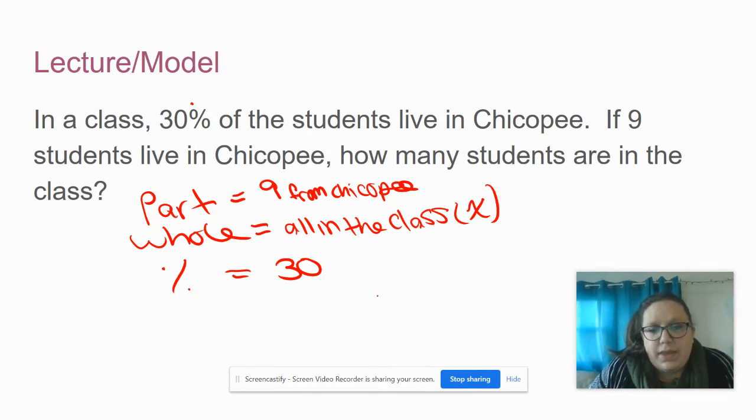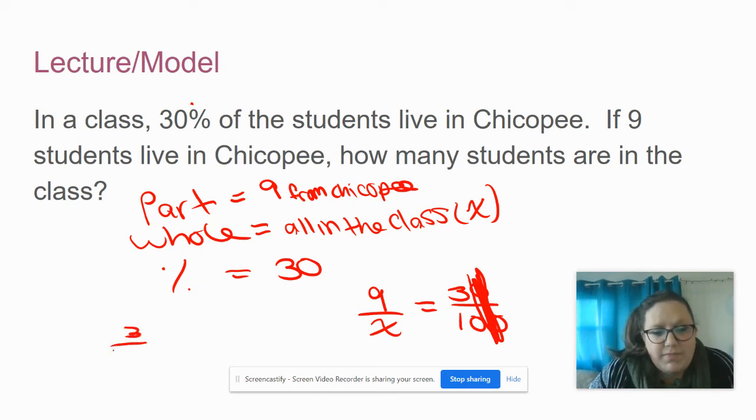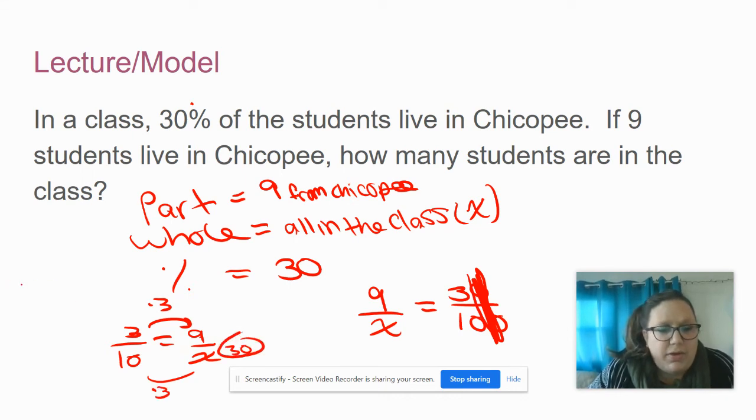So 9 over x is going to be 30 over 100. And we know that we can't go from 9 to 30, but what we can do is simplify this. If we get rid of those zeros, 30 over 100 becomes 3 over 10. And now that equals 9 over x. 3 times 3 is 9. 10 times 3 is going to be 30. So 30 students are in the class.